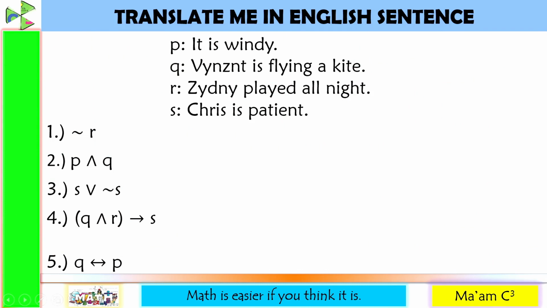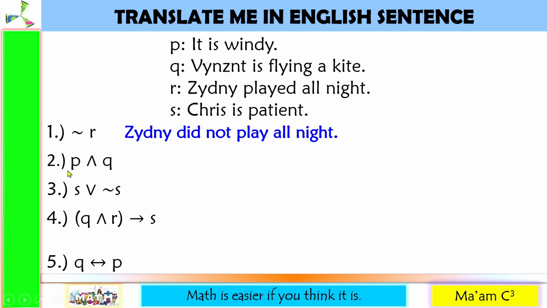Let's have an activity. Translate me in English sentence. So this time I have four propositions. It is windy. Vincent is flying a kite. Sydney played all night. Chris is patient. Number one, we have not R. So this is just the negation of proposition R. So we could say Sydney did not play all night. Or we could also say it is not the case that Sydney played all night, or it is not true that Sydney played all night.